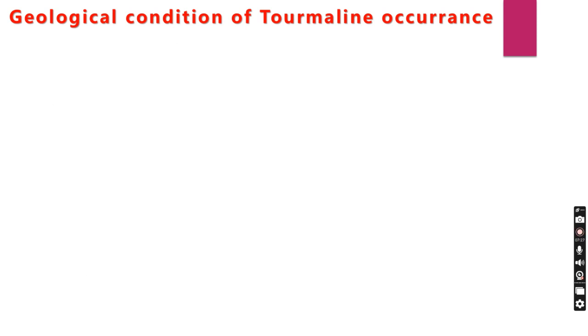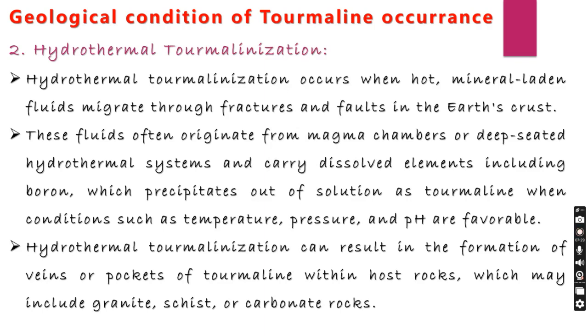Okay, next is hydrothermal tourmalinization. The first one is pegmatitic. It is like magmatic, you can understand for your understanding. Further, hydrothermal tourmalinization occurs when hot mineral-laden fluids migrate through fractures and faults in the earth's crust. So these are fault or fracture bounded most of the time, micro cracks or large-scale faults or deformed zones. In these zones, tourmaline is often observed because of this kind of fluid action during hydrothermal activity.